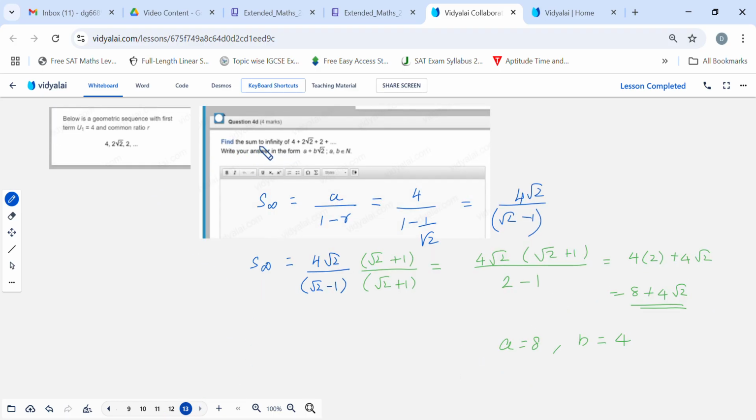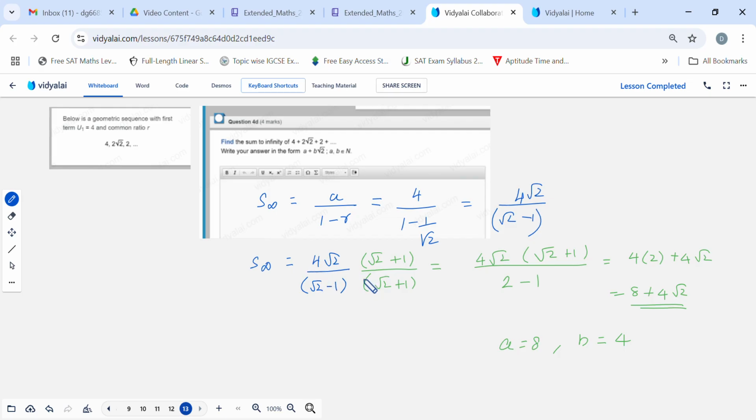Now find the sum to infinity of this geometric sequence. The sum to infinity of any geometric sequence is given by the formula a by 1 minus r, where a is the first term and r is the common ratio. Substituting a and r, we get the sum to infinity as 4 by 1 minus 1 by root 2, which is the same as 4 root 2 by root 2 minus 1. Rationalizing this, we will get the answer as 8 plus 4 root 2.